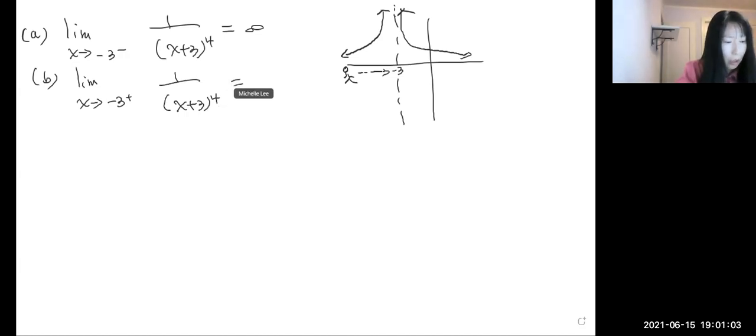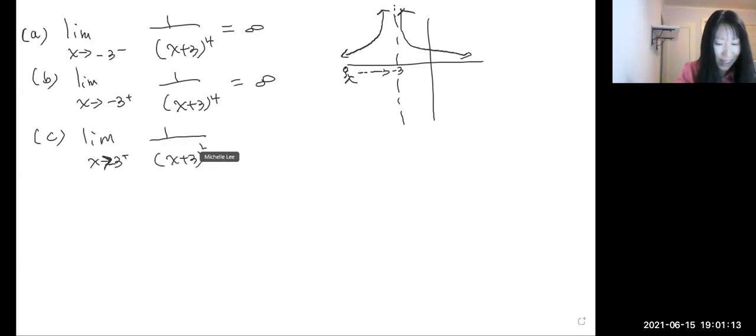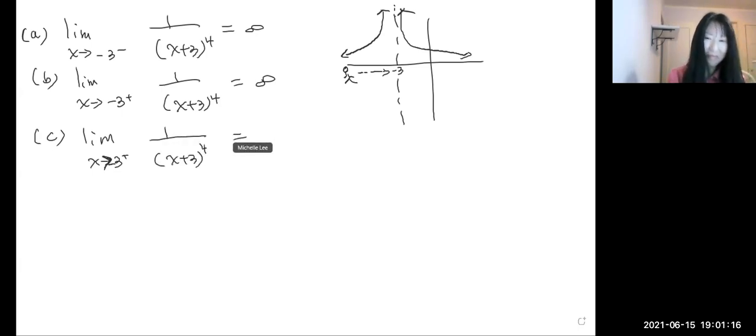Right, then how do we conclude? Limit x approach to -3. How do you say? Infinity, positive infinity, all right?